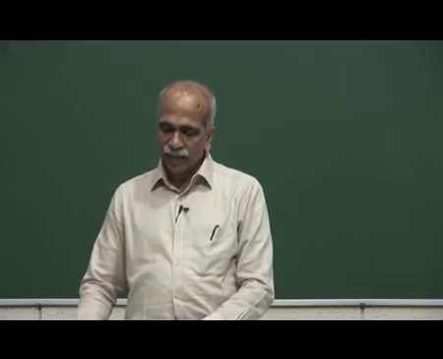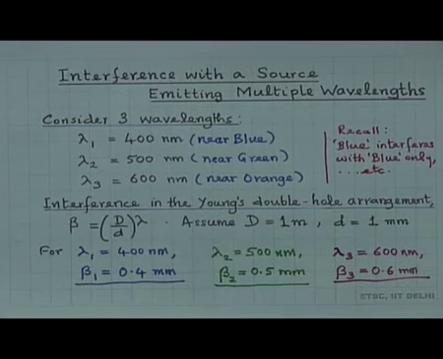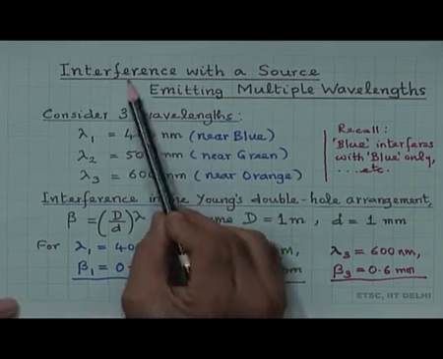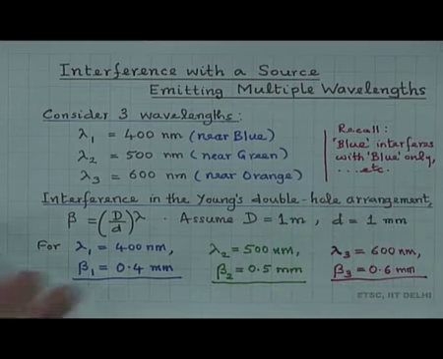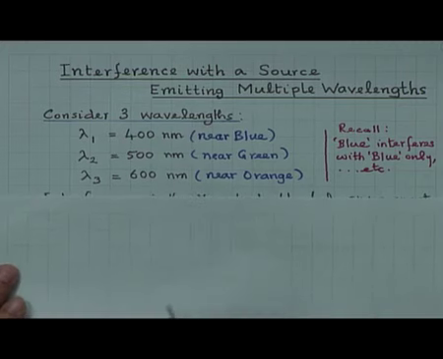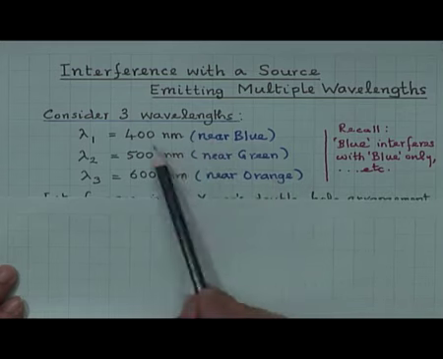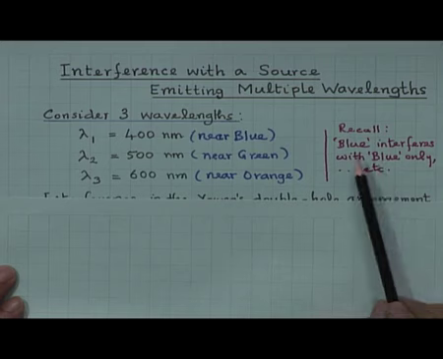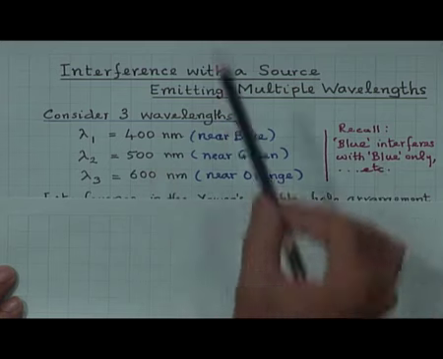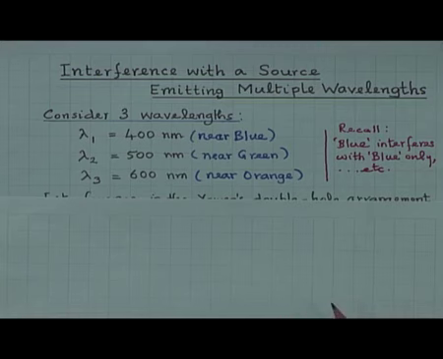We just said that interference is not possible between two wavelengths, but suppose I have a source emitting multiple wavelengths. For example, consider 3 different wavelengths: 400 nanometer, 500 nanometer and 600 nanometer. One is near blue color, this is very close to green, and this is an orange line. So, recall that blue interferes only with blue. In other words, blue will not interfere with green.